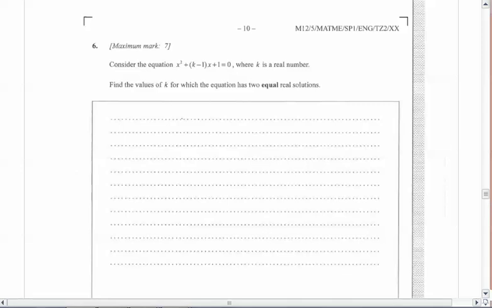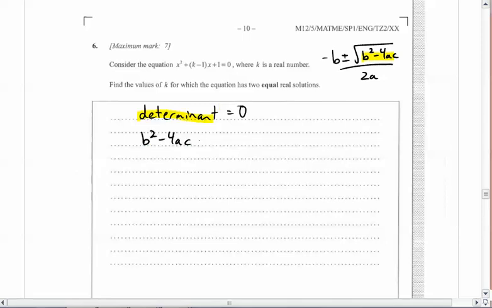The quadratic. In order to get 2 equal real roots, what I need is for the discriminant to be equal to 0. Now the discriminant is a part of the quadratic formula that's under the square root. So that's this part here. That's called the discriminant. So what I want is for b squared minus 4ac to be equal to 0.